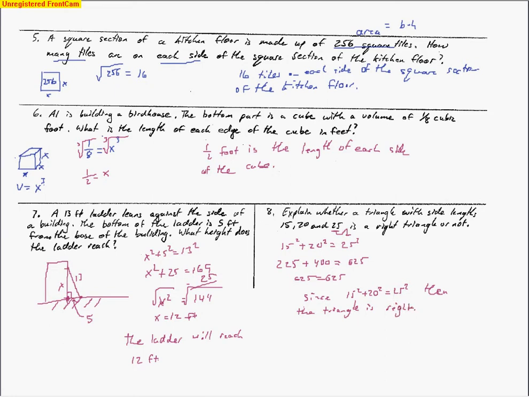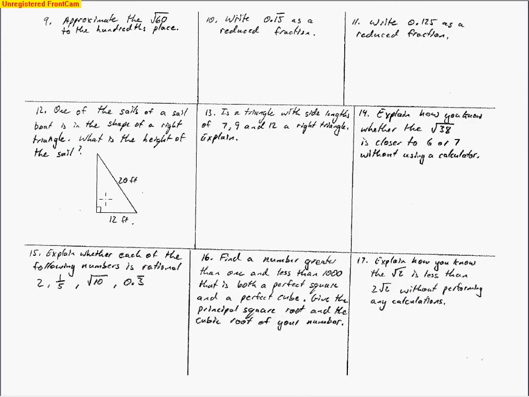Well, let's take a look at our next problem, and we are on to number 9 on the back side. It says to approximate the square root of 60 to the hundredths place. So it's not exactly at the hundredths place, but it's going to show us which tenths place it's in between. What we do is look for the perfect squares that 60 is between. So we have the square root of 49 and the square root of 64. 7 is the square root of 49. 8 is the square root of 64. So then I need to see which one it's closer to.